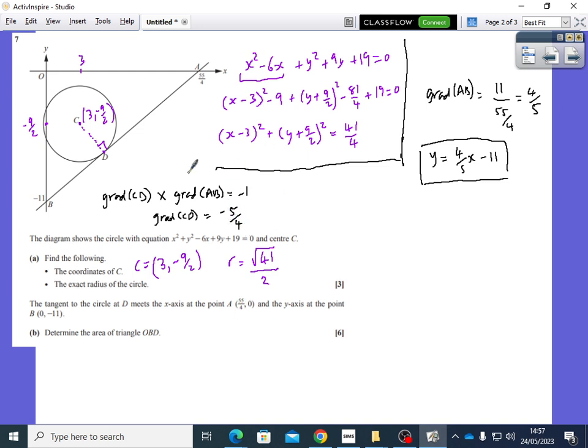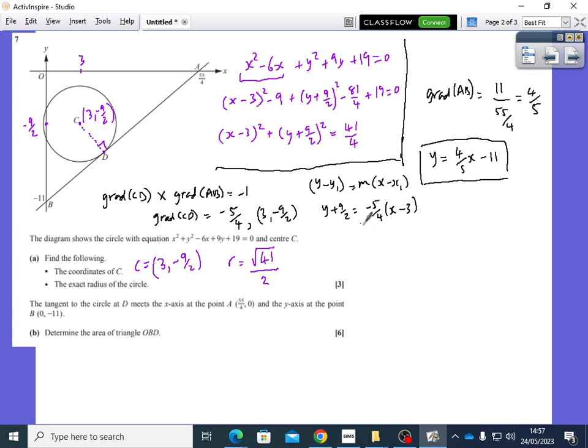Okay, so that's the gradient of this line, and I know it goes through this point, which is 3, minus 9 over 2. So if I put that in my equation now, where it's y minus y1 equals gradient times x minus x1, I'll get y plus 9 over 2 equals the gradient, -5 over 4, times x minus 3. Okay, that's there.